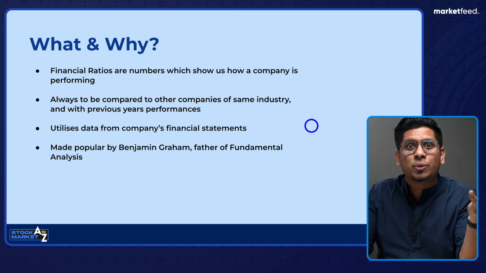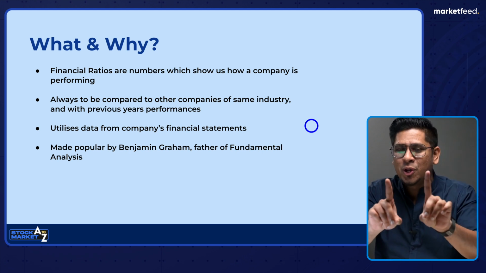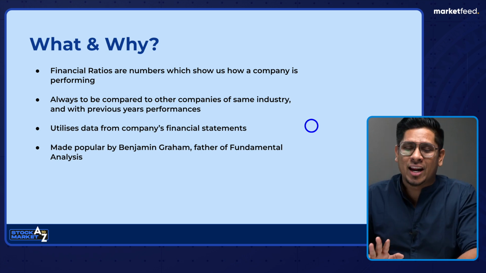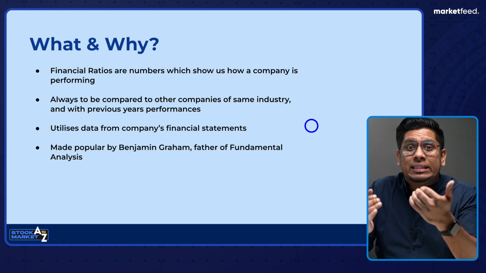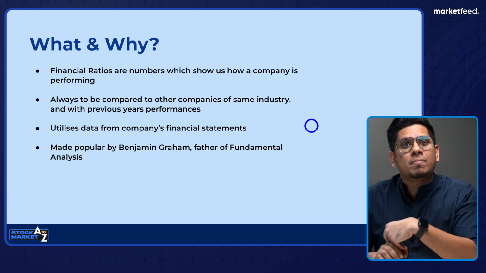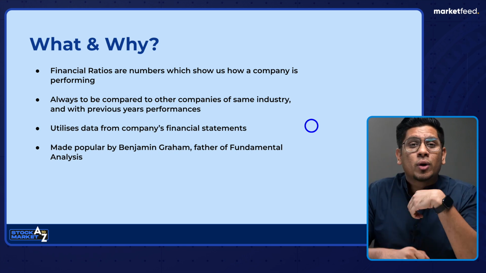As we learned in the last video, if you haven't watched the last video, it is given in the I button up above here, right? Financial ratios are simple numbers which tell us how a company is performing. As simple as that, right? We took an example also.